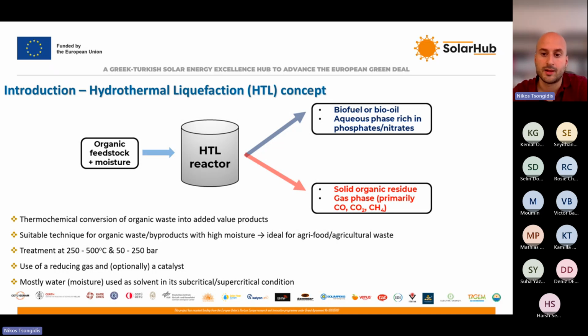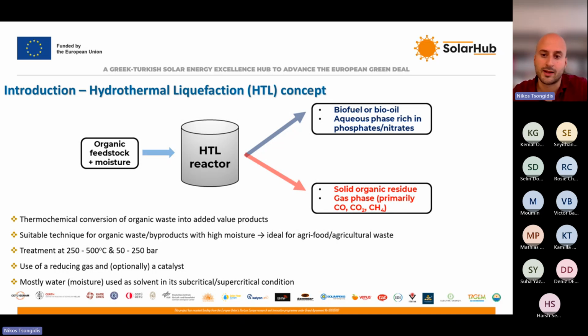We also obtain, not always, but depending on the feedstock that we use, a solid organic residue, which is a biochar, and this can be used for several different applications. This might include, for example, the addition as a soil fermenter or as an additive to asphalt mixtures. And of course, there are also other applications that need high porosity, and there are several others that are currently under investigation.